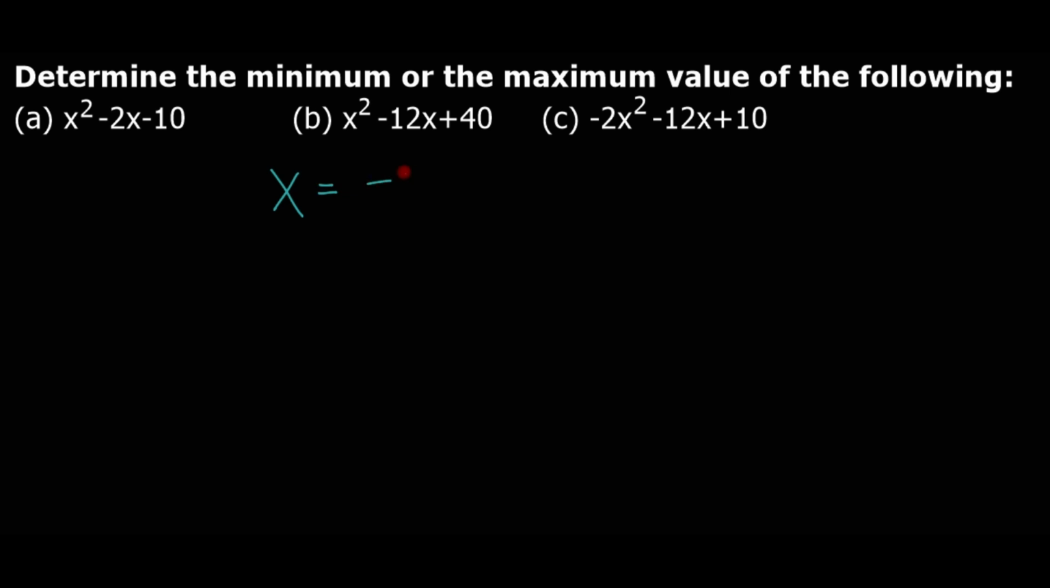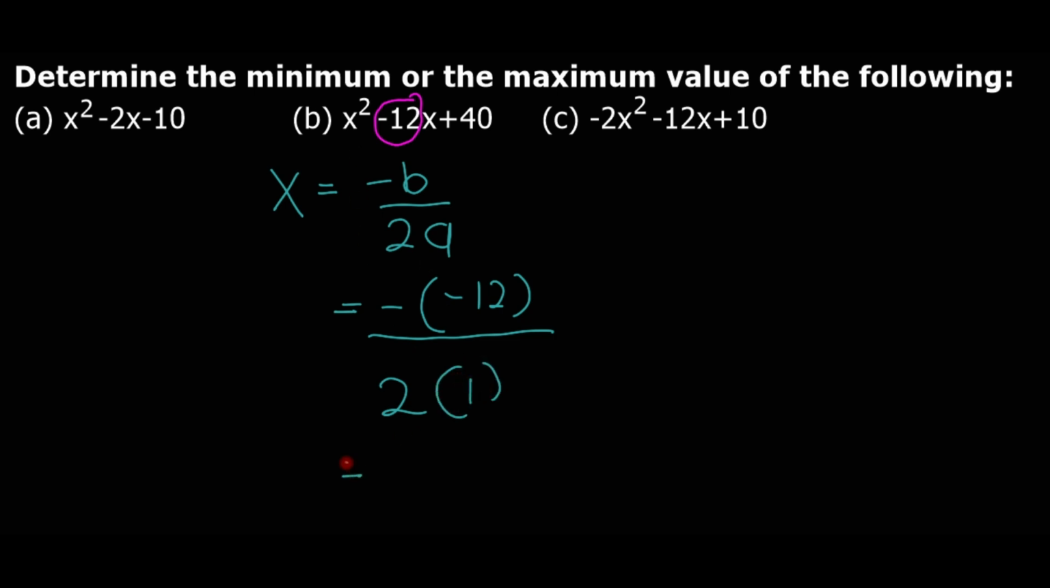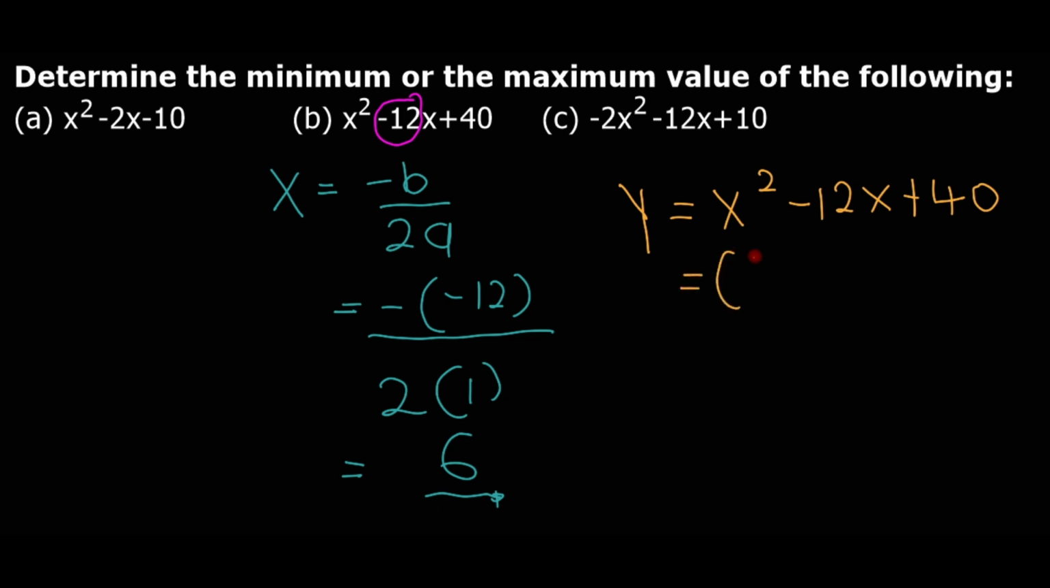So we say x equals minus b over 2a. And then you will notice that the value of b is negative 12, and then your value of a is positive 1. And then this part here gives us positive 6. So now we're going to find our q, the y value of the turning point. We substitute x with 6. And then we press this part on the calculator and it gives us positive 4. This is the value of q.